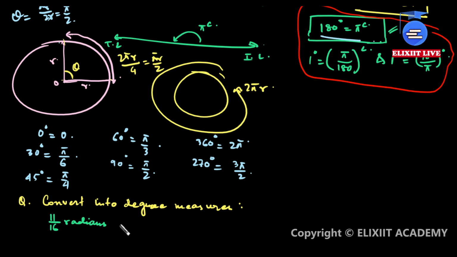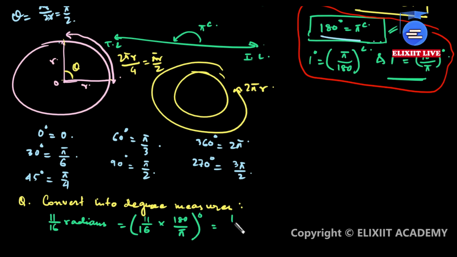What will you do? To convert this into degrees, first of all, 1 radian is 180 by pi degrees. So 11 by 16 radians will be 11 by 16 times 180 by pi, isn't it? If 1 radian is 180 by pi degrees, then obviously 11 by 16 radians will be 11 by 16 times 180 by pi, which will give you the degree measure.